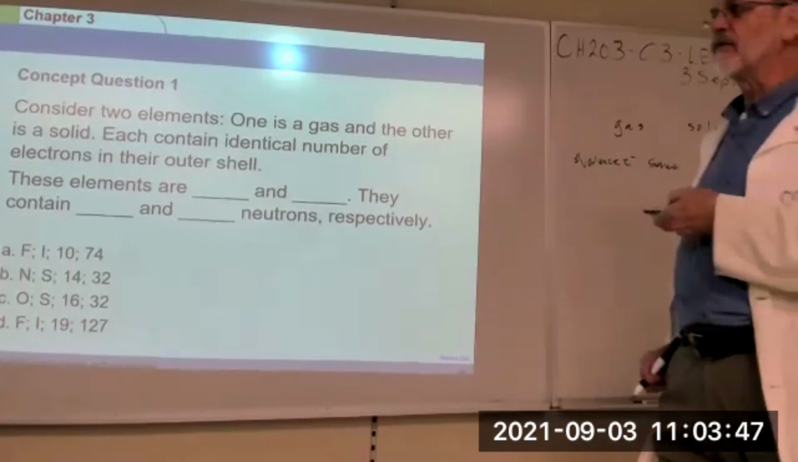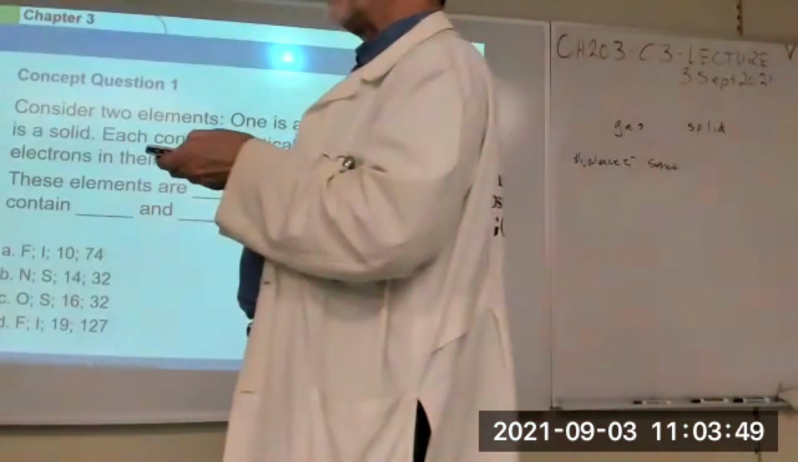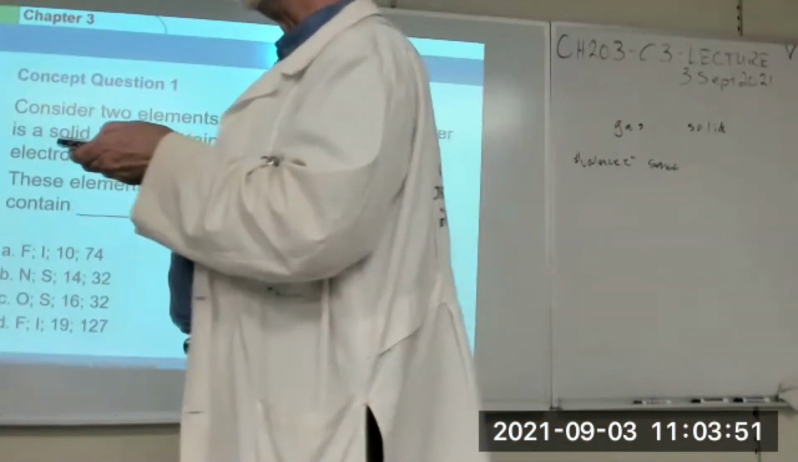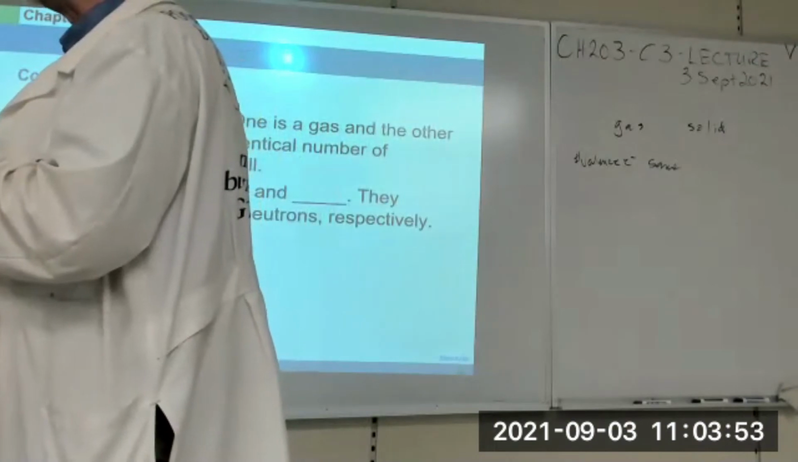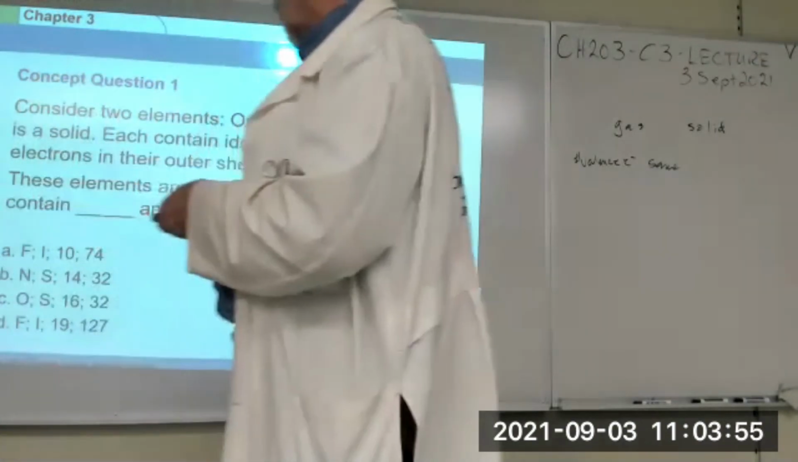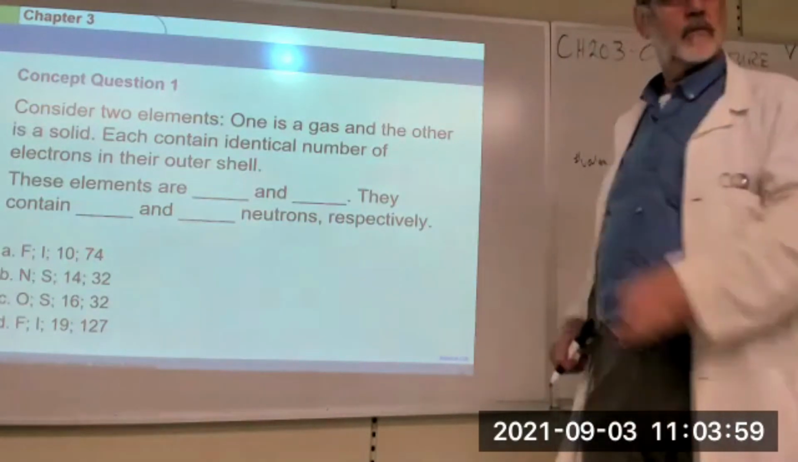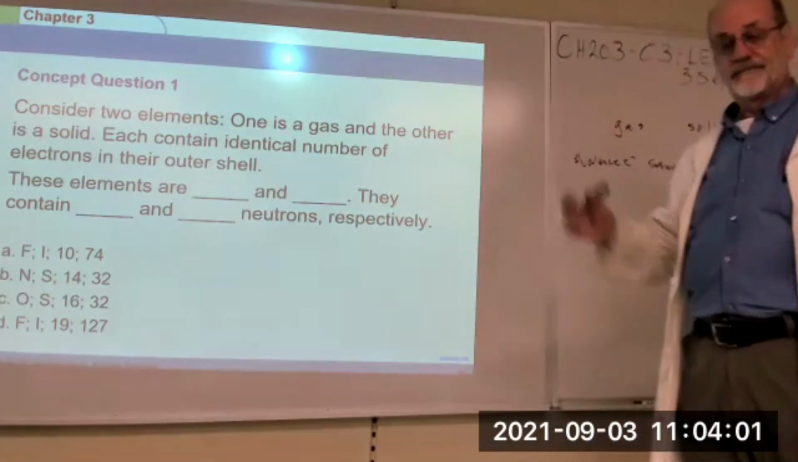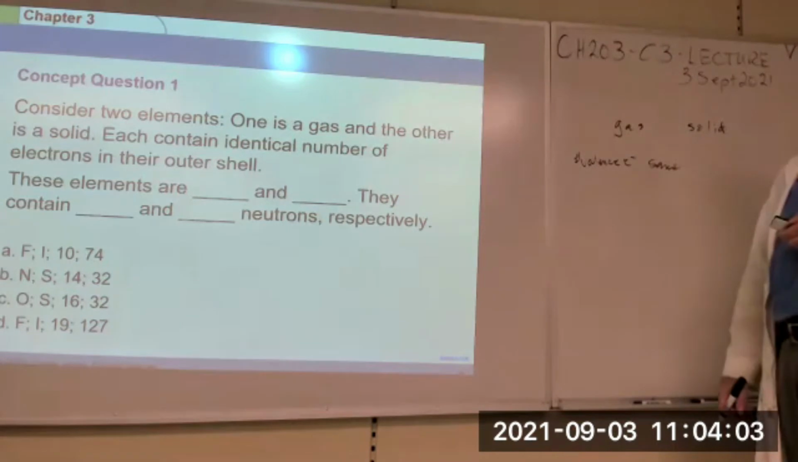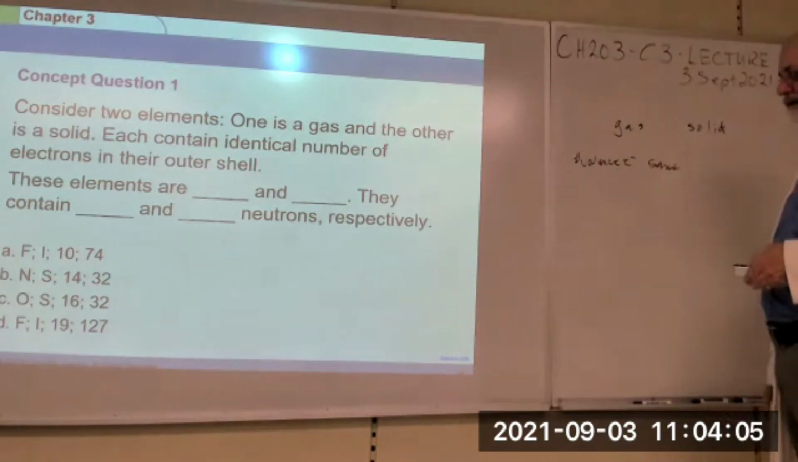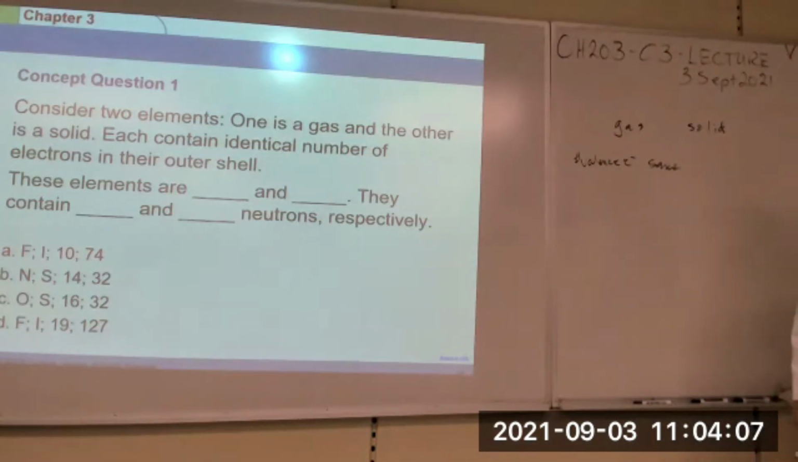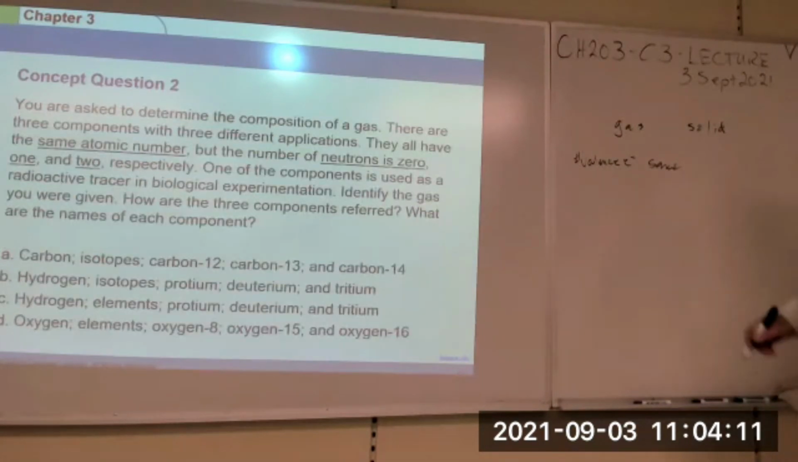Iodine should have 74 neutrons. So iodine has 53 protons and most common isotope is 127. 53, yeah, 127. So it's a detective treasure hunt to find the answer.